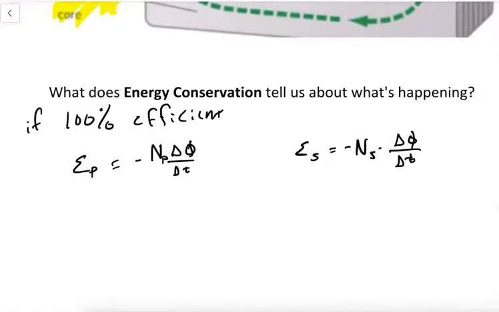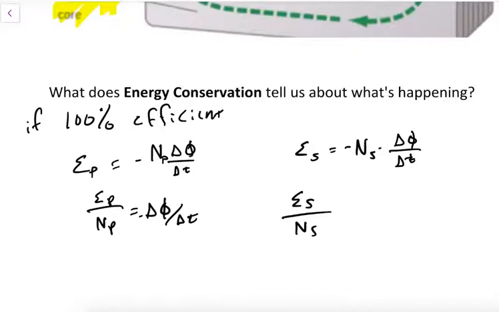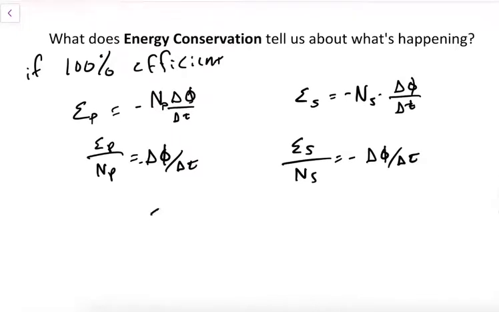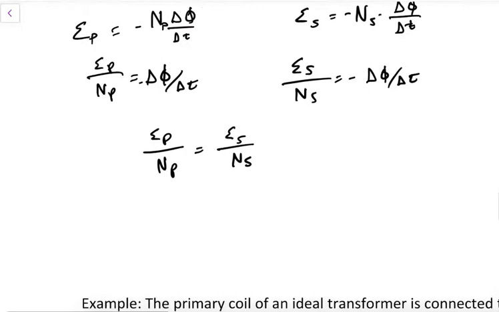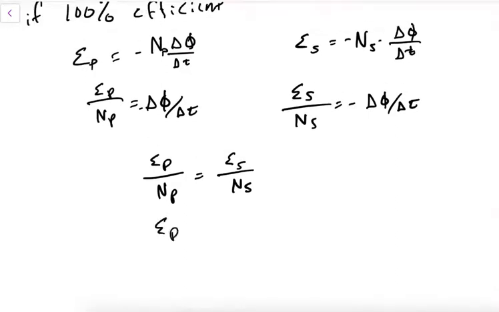And I can do some substitution here, where EP over NP is equal to negative delta phi over delta t, and ES over NS, sorry, there's a negative there, is equal to negative delta phi over delta t. The right sides of the equations are equal. That means that EP over NP is equal to ES over NS. And specifically, it's shown in your data booklet like this: EP over ES is equal to NP over NS.